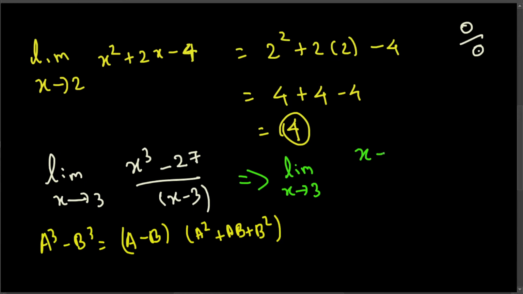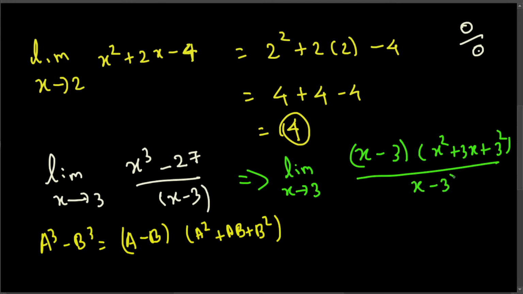So this is going to be x minus b, where 27 is 3 cube, so our b is 3 here. So x minus 3, and then a square, that's x square plus 3x plus b square, that is 3 square, divided by x minus 3. Now you can see x minus 3 cancels. So we get limit as x approaches 3 of x square plus 3x plus 3 square, that's 9.